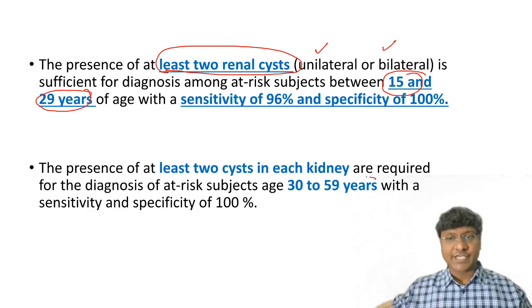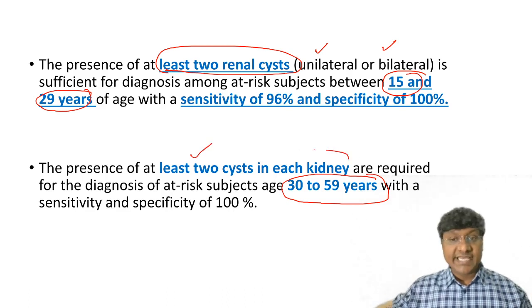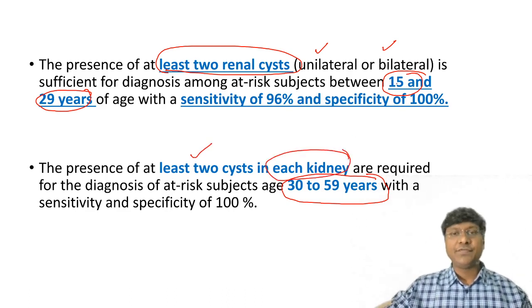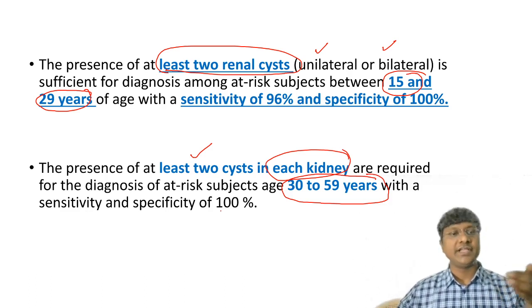Whereas if you take the age group between 30 and 59 years, how many cysts should be there? Remember, the presence of at least 2 cysts in each kidney. For example, if the age group is between 15 and 29 years, the 2 cysts can be either unilateral or bilateral. But if the age group is between 30 and 59, the 2 cysts should be present in both kidneys. That is the important difference between the 30 to 59 and 15 to 29 year age groups.